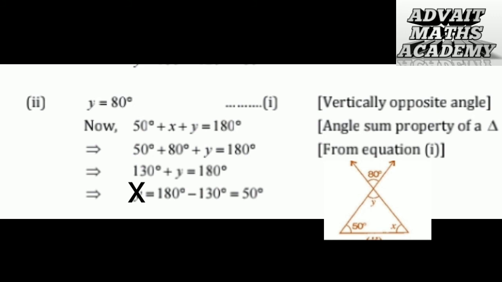The second question, y is equal to 80 degree, vertically opposite angles. Now 50 plus x plus y is equal to 180 degree, angle sum property of a triangle, implies 50 plus 80 plus y is equal to 180 degree. Then 130 degree plus y is equal to 180 degree. Therefore y is equal to 180 minus 130, we get 50 degree. Therefore the value of x is 50 degree and y is equal to 80 degree.